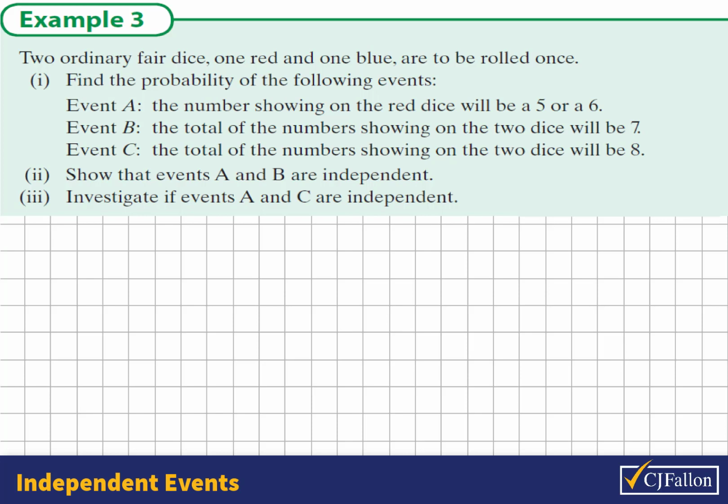Event A, that the number showing on the red dice will be 5 or 6. Event B, that the total of the numbers between the two dice would be 7. And event C, that the total of the numbers on the two dice would be 8.